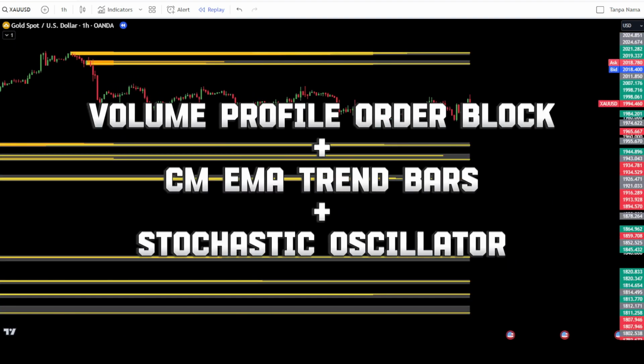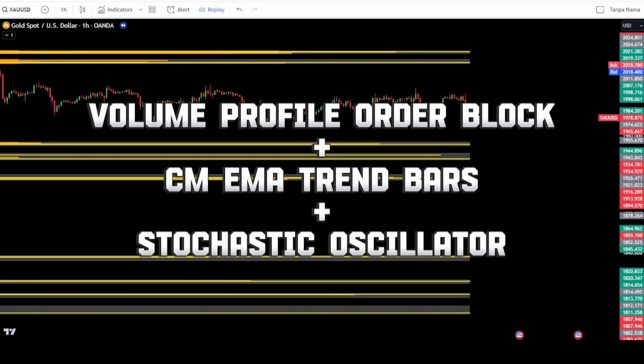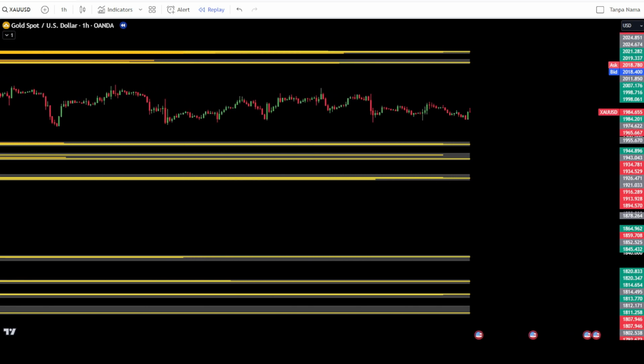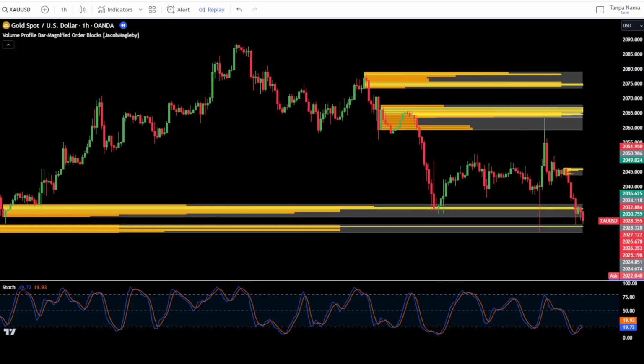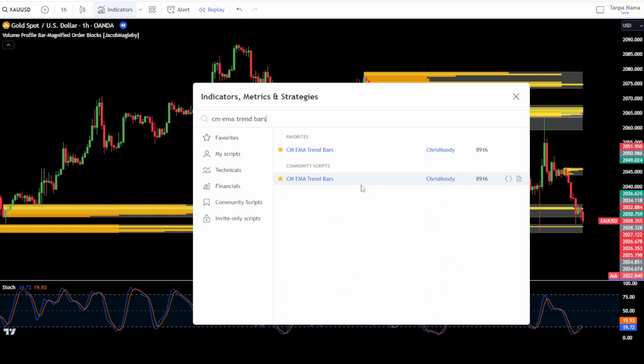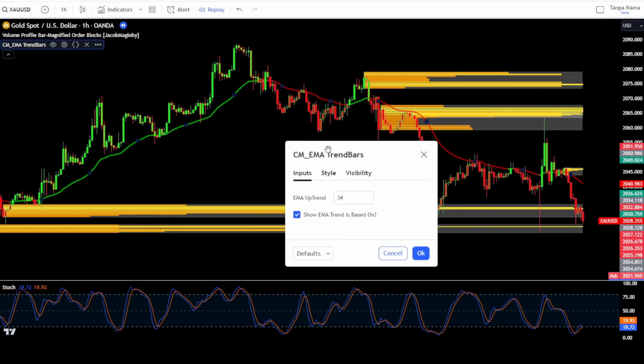3. Trading strategy using volume profile order block, EMA trend bars, and stochastic oscillator. Now, let's add one more indicator as a trend filter in the market. Go to the indicator search tab and type CMMA trend bars, then choose CMMA trend bars from Chris Moody. After that, go to the settings of the CMMA trend bars indicator.